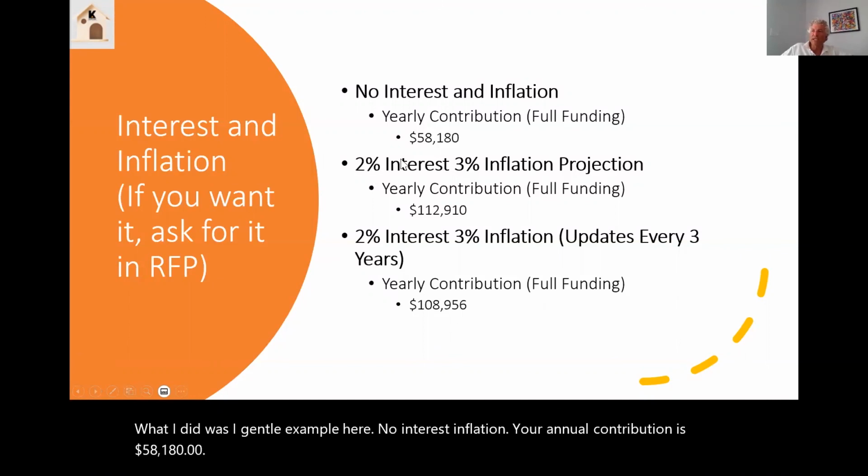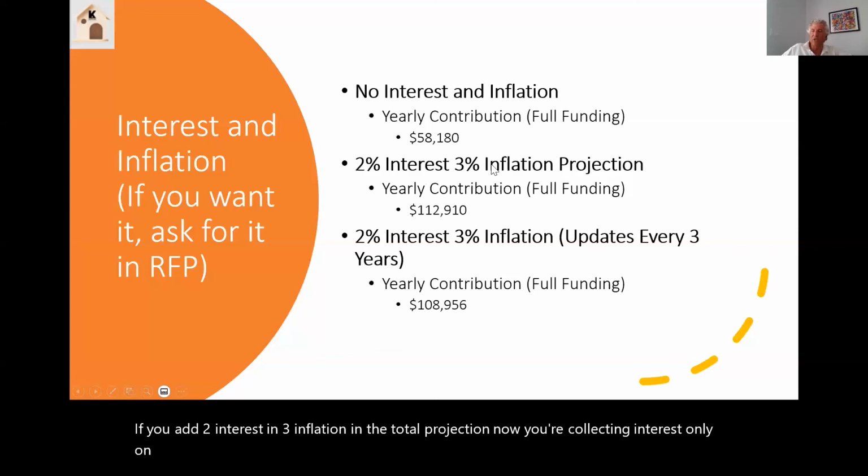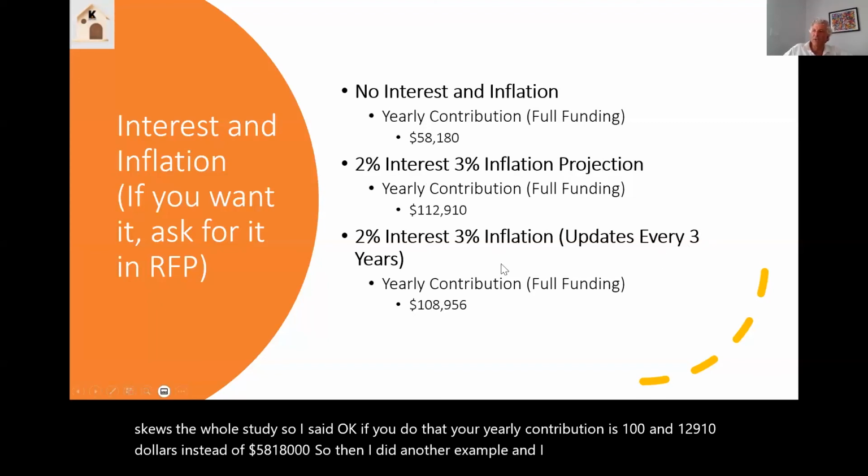If you add 2% interest and 3% inflation in the total projection, now you're collecting interest only on the money you've accumulated, but the inflation is on the total replacement cost. So it really skews the whole study. So I said, okay, if you do that, your yearly contribution is $112,910 instead of $58,180.